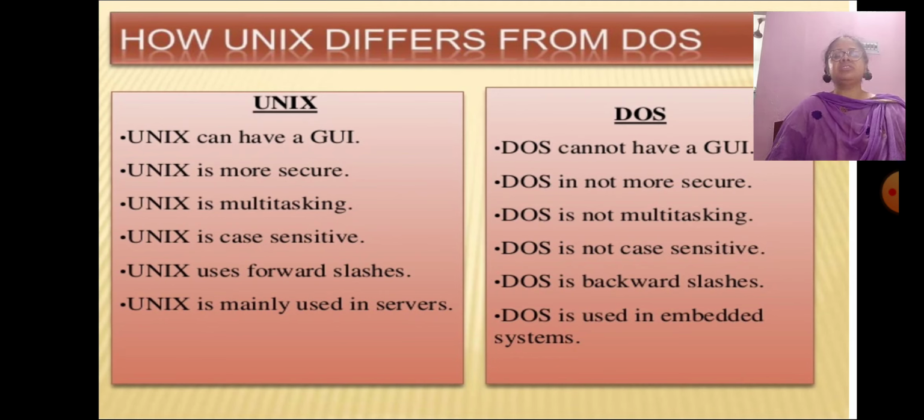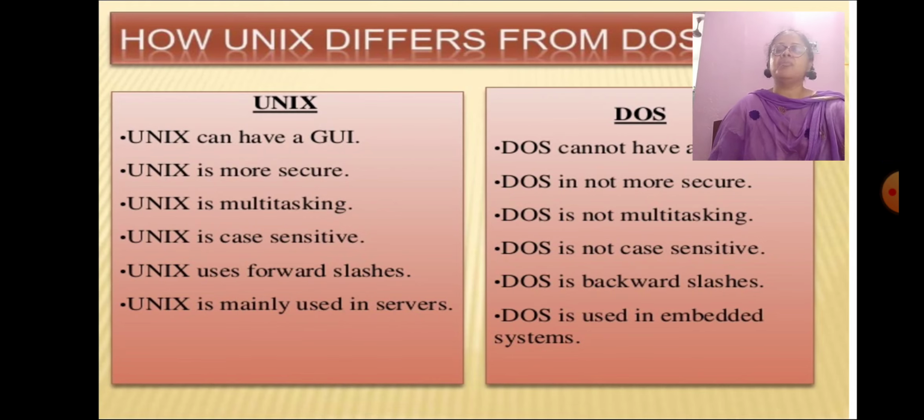How Unix differs from DOS. Unix can have a GUI, DOS cannot have a GUI. Unix is more secure, DOS is not more secure. Unix is multitasking, DOS is not multitasking. Unix is case sensitive, DOS is not case sensitive. Unix uses forward slashes, DOS uses backward slashes. Unix is mainly used in servers, DOS is used in embedded systems.